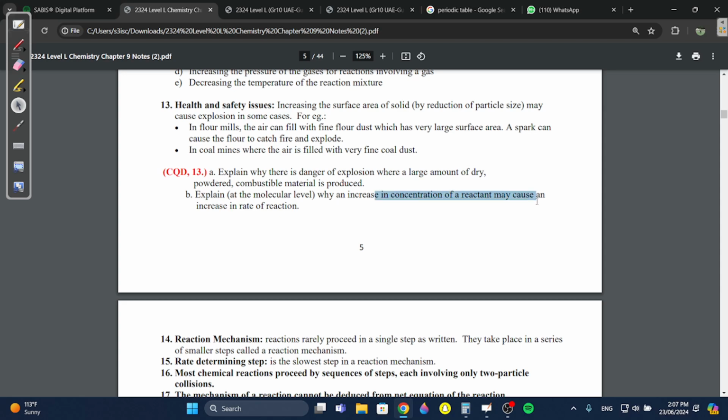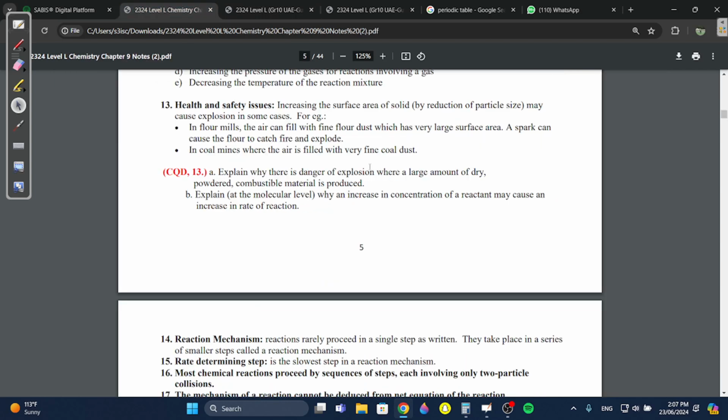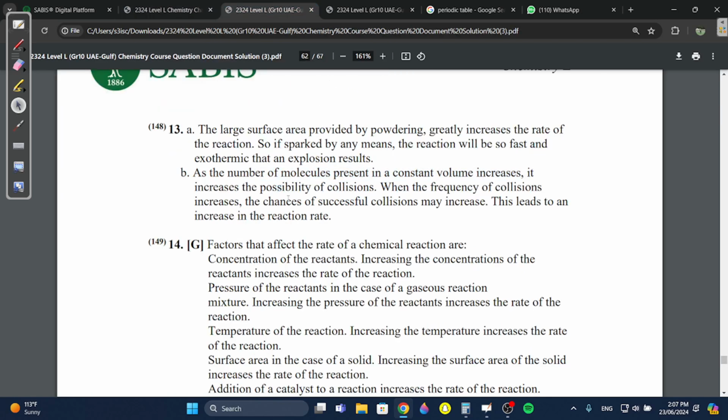Explain why an increase in the concentration may cause an increase in the rate of reaction. When you increase concentration, it increases the number of particles, right? Yeah, there will be more particles present, so there will be an increased possibility of collisions. When there's more collisions, there's an increase in the rate.